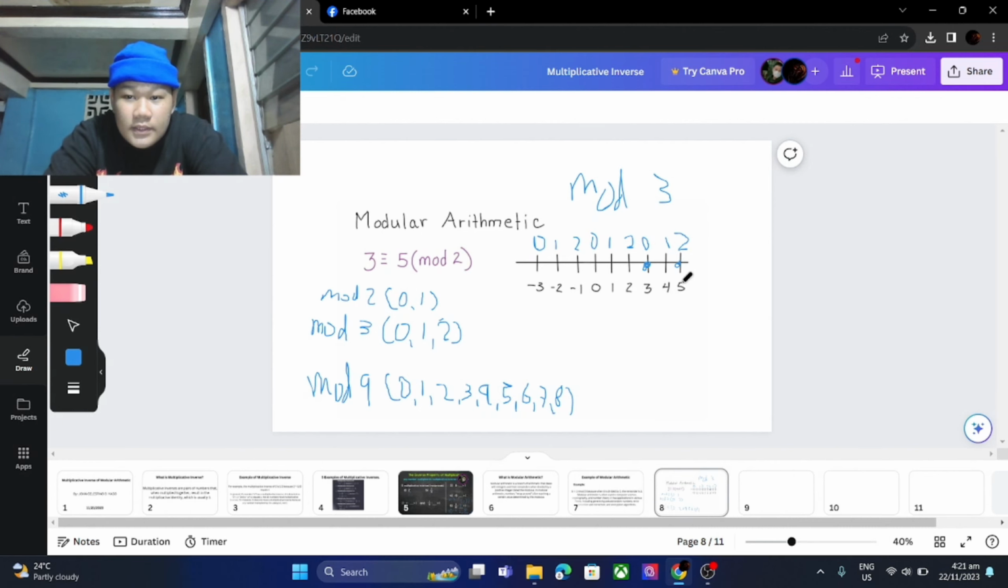So, as you can see, ma'am, dili na siya pareha o congruent. Ang 3 dili siya congruent sa 5 kay dili pareha ang iyahang value. Dili siya makongruent kung mod 3 imong gamit. Pero makongruent siya sa 5 congruent to 2 gamit ang mod 3. Makongruent siya kung mod 3 imong gamit. Tapos, ang negative 3 is 0 gihapon siya.